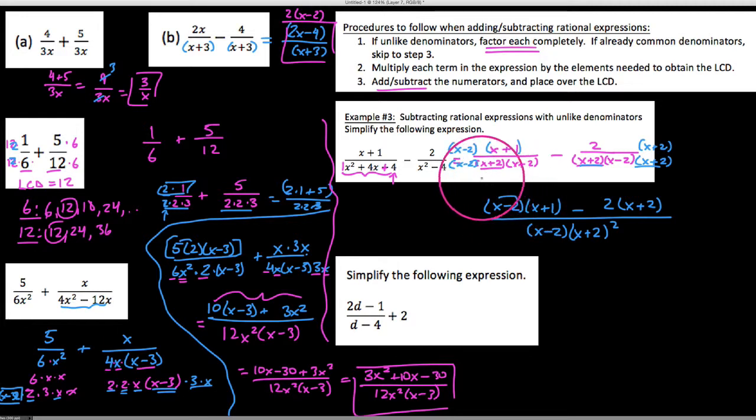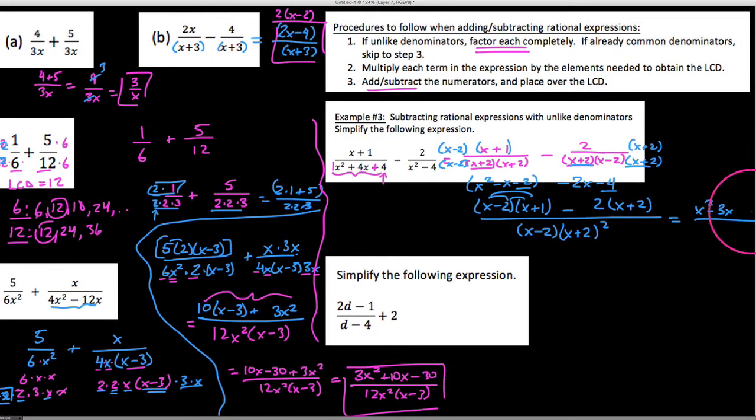This becomes x squared plus x minus 2x, which is minus 1x, and then minus 2, and this is all minus 2x minus 4. If we combine like terms now, on the top we get an x squared. We get negative x and negative 2x, which is negative 3x. And our constants, negative 2 and negative 4, give us a negative 6.